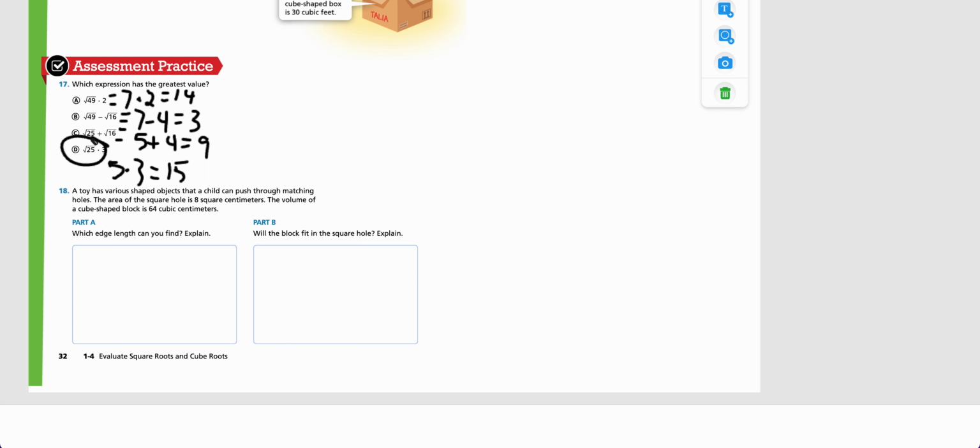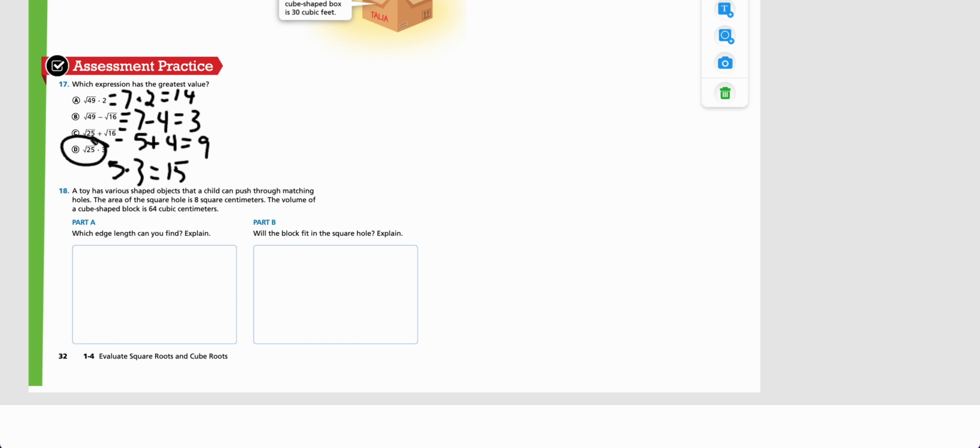A toy has various shaped objects that a child can push through matching holes. The area of the square hole is 8 square centimeters. The volume of a cube-shaped block is 64 cubic centimeters. Which edge length can you find? That doesn't answer the question. Can you find the edge length of the square hole, or can you find the edge length of the block?